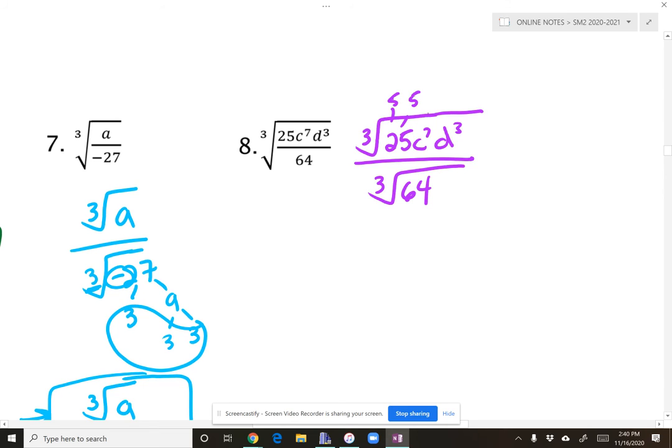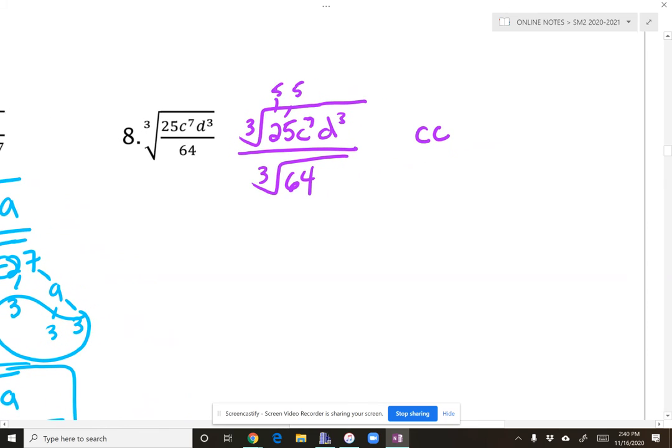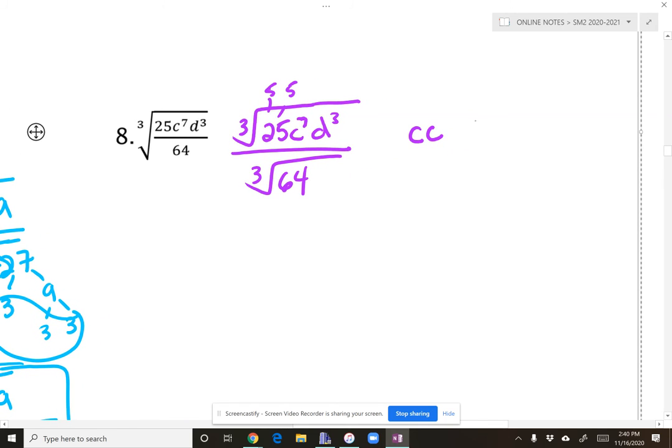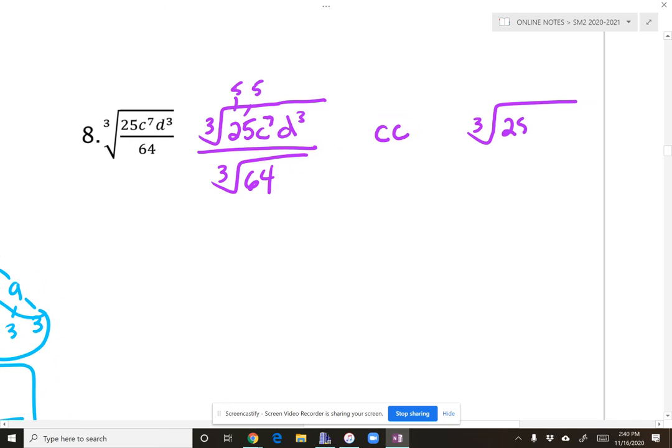But c to the 7th, you can write out 7 c's if it makes you feel better, but I'm going to use division and go, okay, 3 goes into 7 2 times. So I'm going to get 2 groups of c, so I'm going to bring them out. And then I've got 1 left on the inside. So I'm going to kind of do this as I go. Okay, the 25 stayed in. I brought 2 groups of C out and I have 1 left on the inside, and then I have 3 D's, so I'm going to bring 1 of them out.